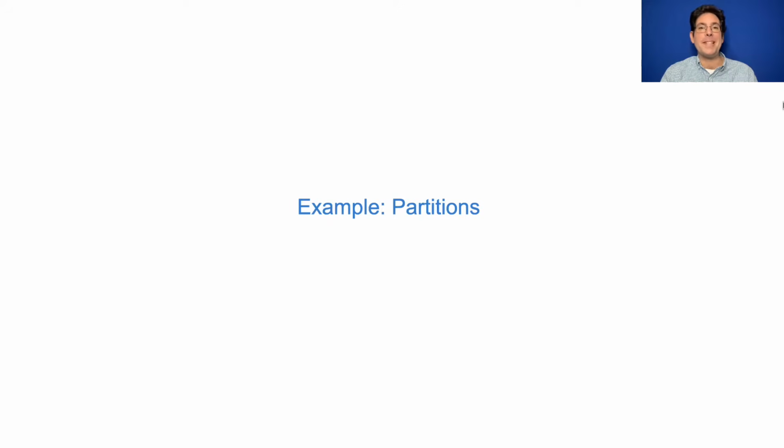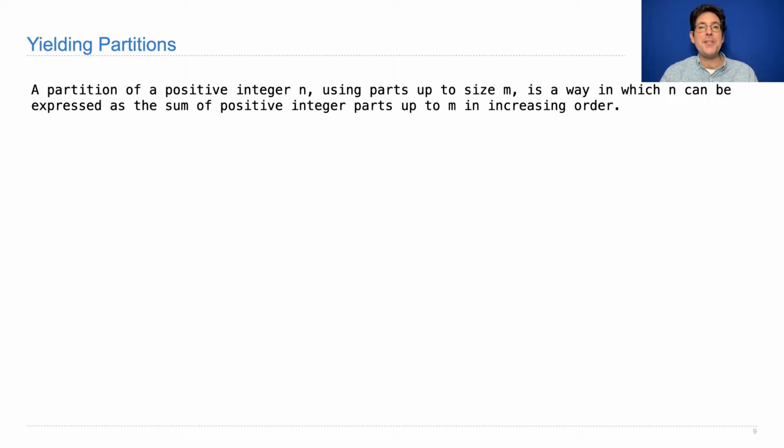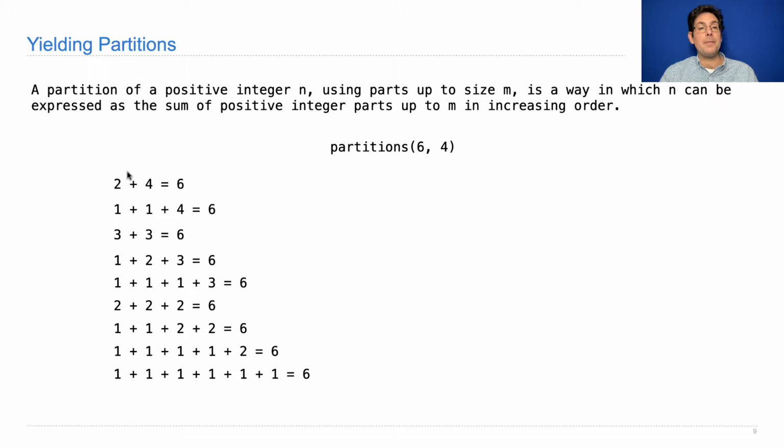Let's work through an example, an old example, the partitions of a number. A partition of a positive integer n using parts up to size m is a way in which n can be expressed as the sum of positive integer parts up to size m in increasing order. So if I want all the partitions of the number 6 with parts up to size 4, then I get all of these different options.